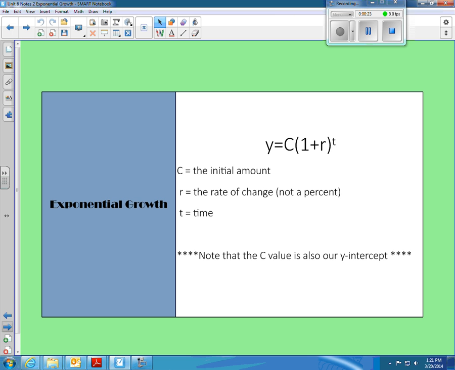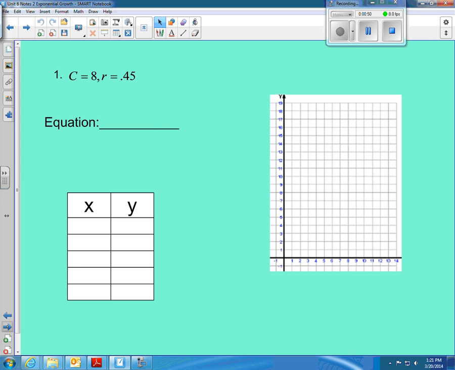With exponential growth functions, we have a bunch of variables going on in this function. We have C, which is our initial amount or the starting amount, and then R, which is the rate of change, not as a percent. So if you're given the rate of change as a percent, you need to convert it over into just a decimal. And T represents time. So pause the video if you need to get all that down. Make sure you get all that information.